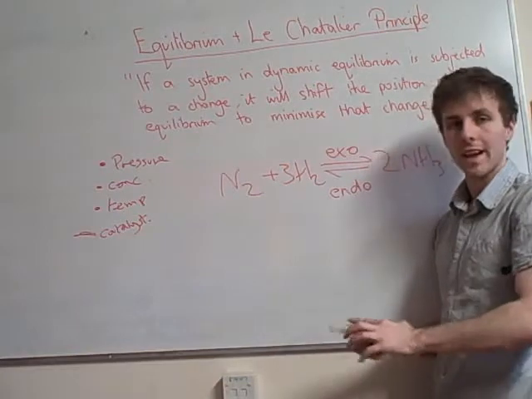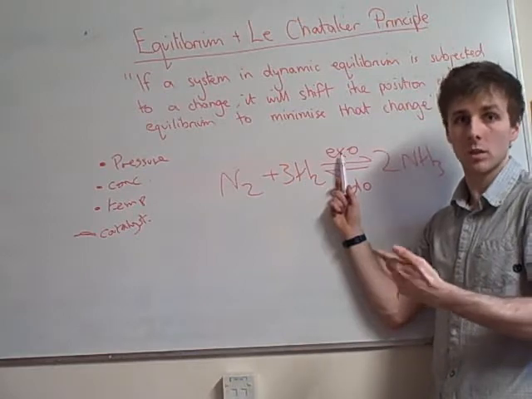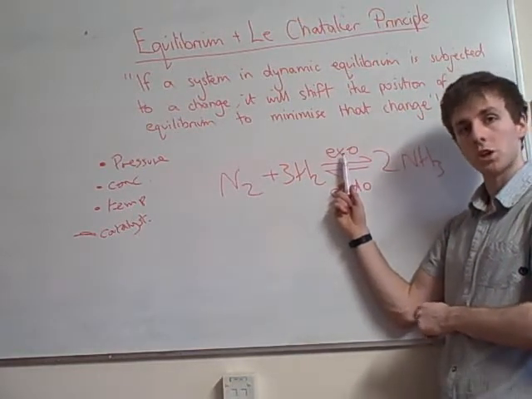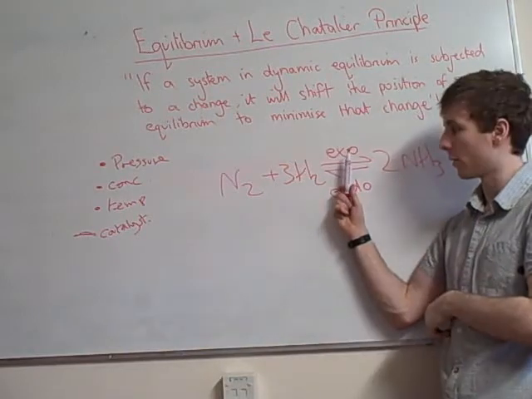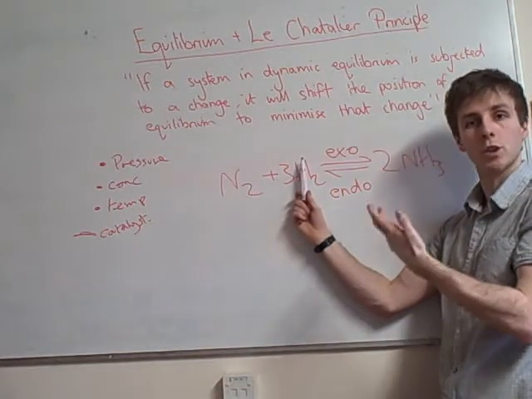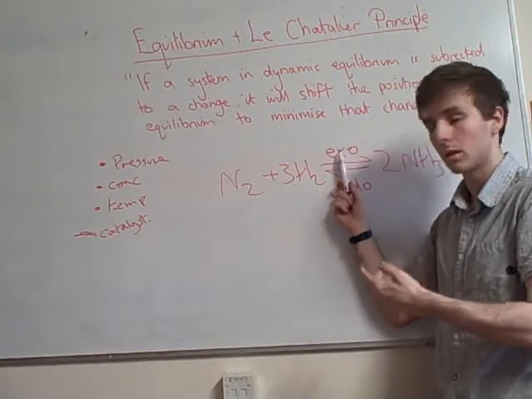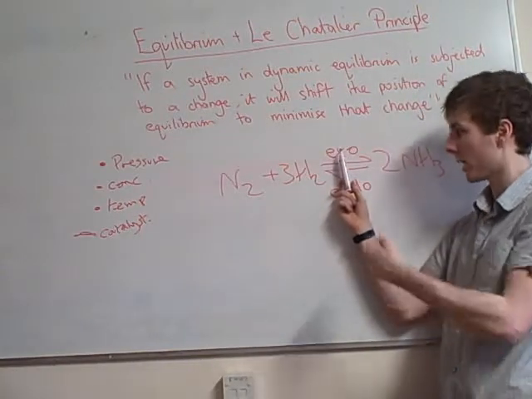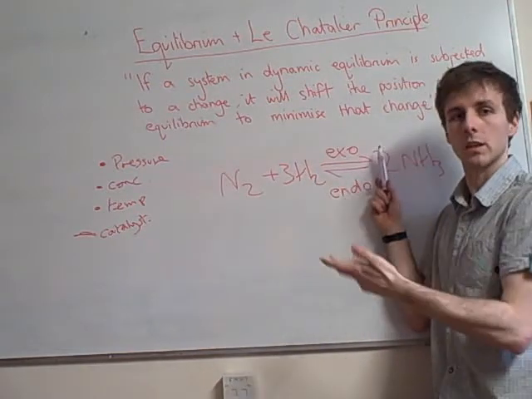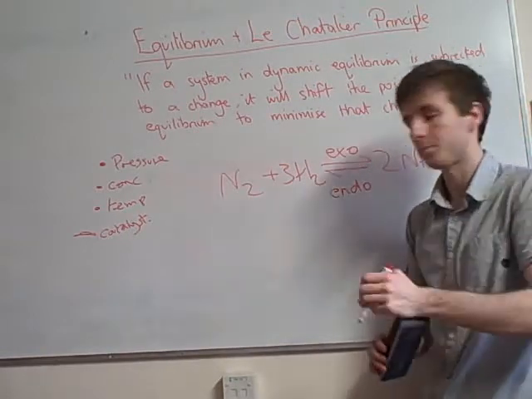So, if I was to increase the temperature, in order to minimize that change, so in order to reduce the temperature, my position of equilibrium will shift in the direction of the endothermic reaction, like that. So it sucks up heat and reduces the change. If I decrease the temperature, if I make it colder, then my position of equilibrium will shift in that direction, the exothermic reaction, to give out energy and minimize my change. So it's always trying to do the opposite of what you're doing.